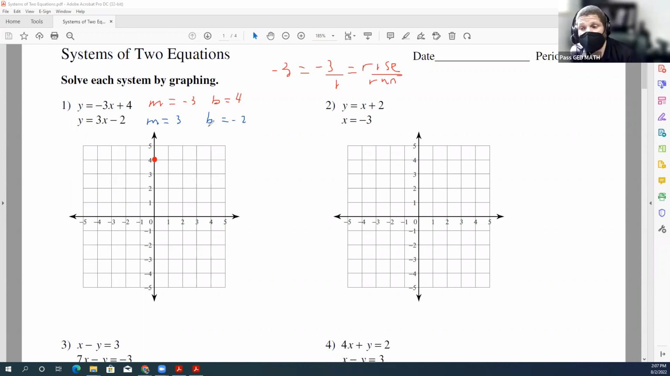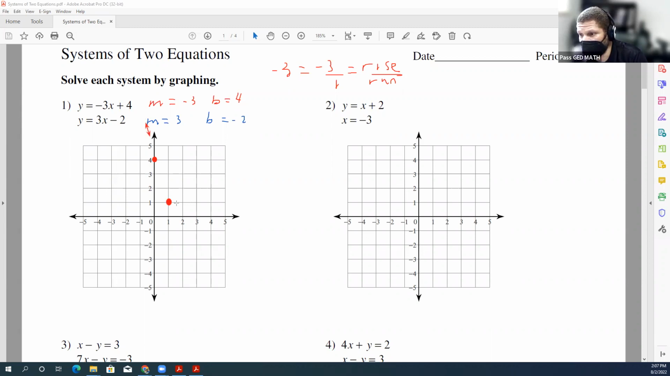So if rise was positive, you're going up. If rise is negative, we're going down. Our run, if it's positive, we go to the right. If it's negative, we go to the left. So we're going to go down 3, 1, 2, 3, and then we're going to go over 1. So down 3 from this point, 1, 2, 3, and then over 1. So we have our second point, and we need 2 points to make a line.